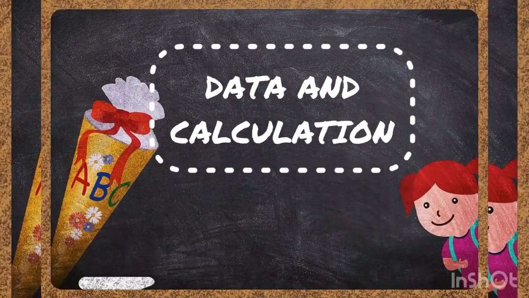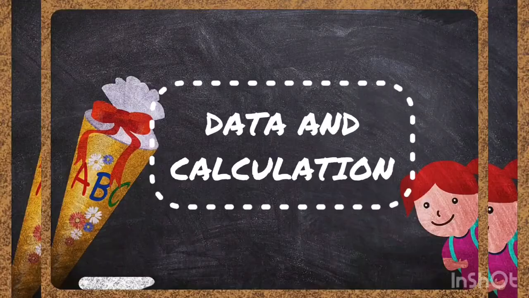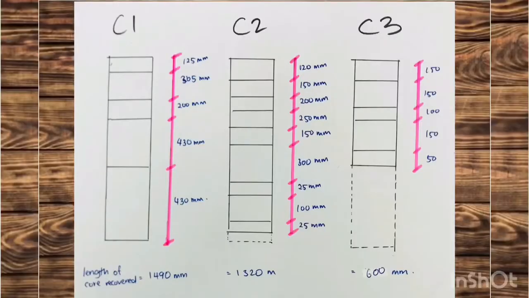Hello guys, Afis here. I will brief you about the data and calculation. This is the plan view for all three core samples, named C1, C2 and C3. For sample C1, the length of core recovered is 1490 mm. Next, for core sample C2, the length of core recovered is 1320 mm. For sample C3, the length of core recovered is 600 mm.